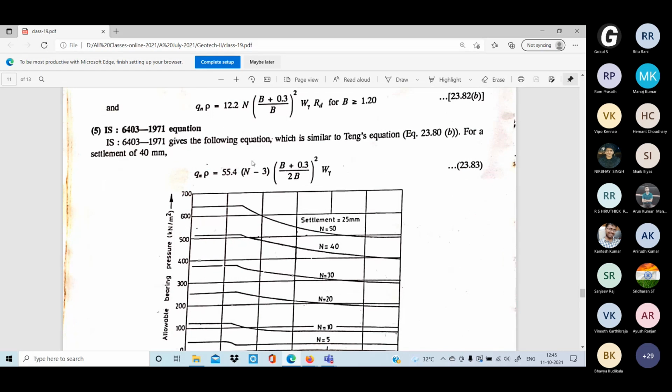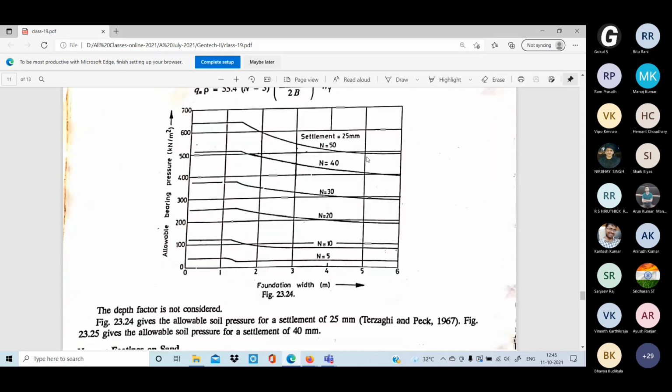The IS code has given this particular equation, and also the chart. That means if the foundation depth increases to 2, 3, 4 meters, for these N values, what allowable bearing pressure can be given. Easily we can find out: if the foundation width is 4 meters, suppose, and 40 is the N value, how do we find it? Near about 450 to 500.